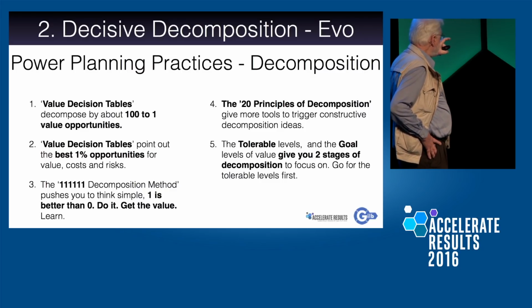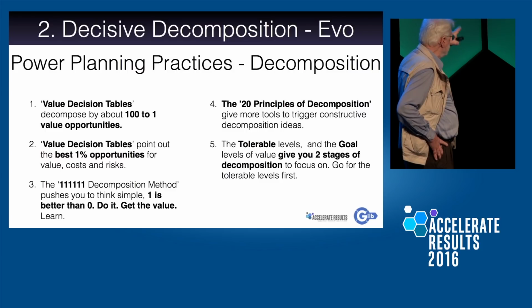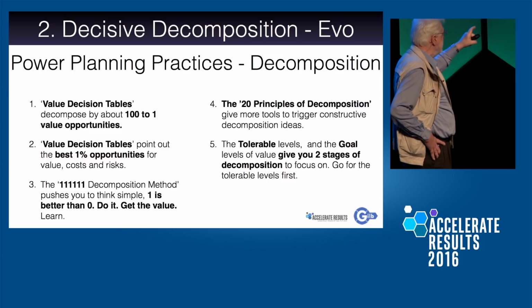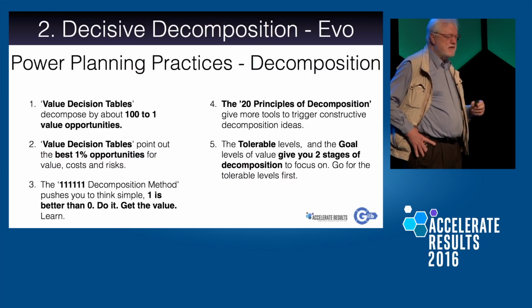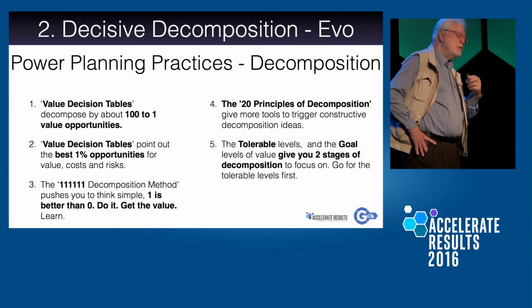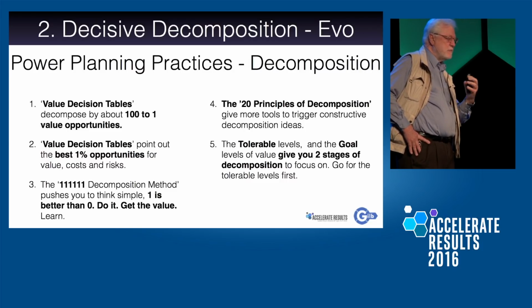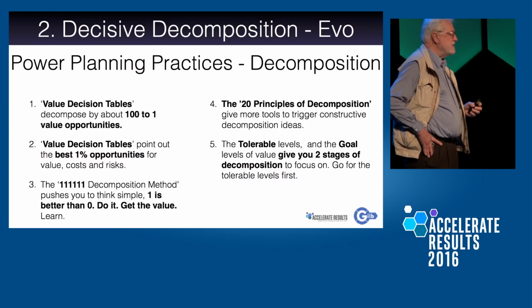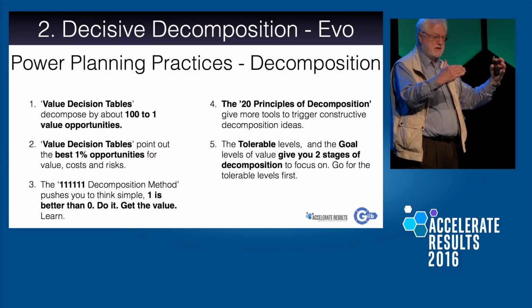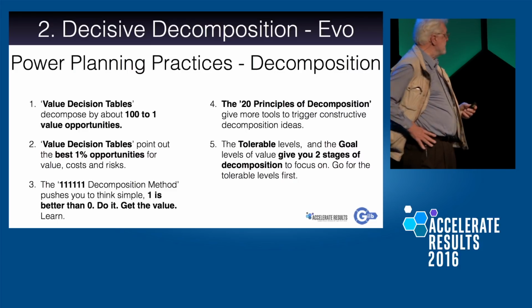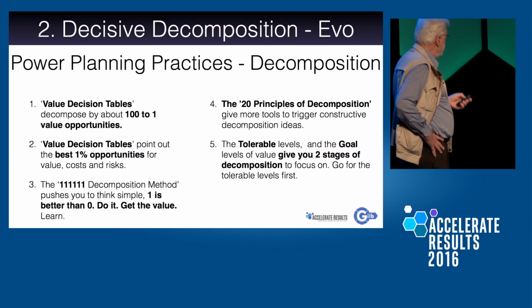Number 1 and 2 are really about that. Number 3 is a simple decomposition method called the 1-1-1 method. We'll take a peek at that on a slide. And then 20 principles of decomposition, which are about 40 years of experience of me intuitively guessing a general principle that will work for decomposition, and later discovering it's worth writing down and making it a teachable discipline, teaching the art of decomposition. And we have quite a few other tools there.